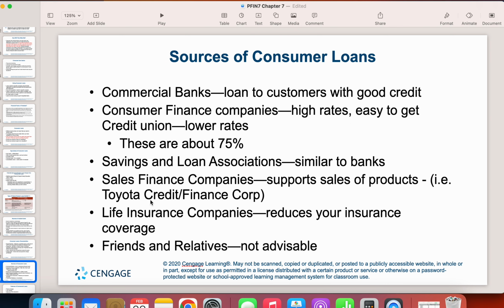Okay, where can you get a loan? Obviously, we talked about the federal government issuing educational loans. That's one place, but you can also get them from commercial banks, from consumer finance companies, from credit unions, from savings and loan institutions, from sales finance companies, life insurance companies, and your friends and relatives. Not advisable. Depends on your situation, really. But I would say that about 75% of all loans are coming from credit unions, finance companies, and commercial banks.